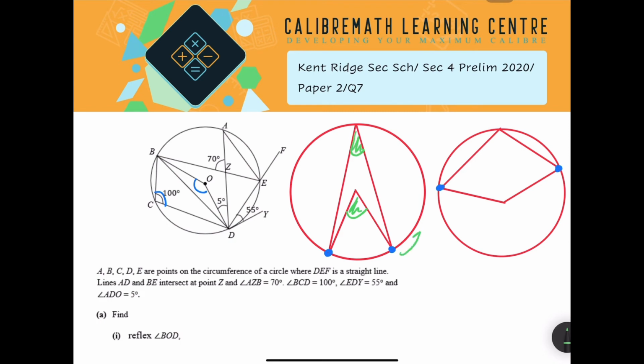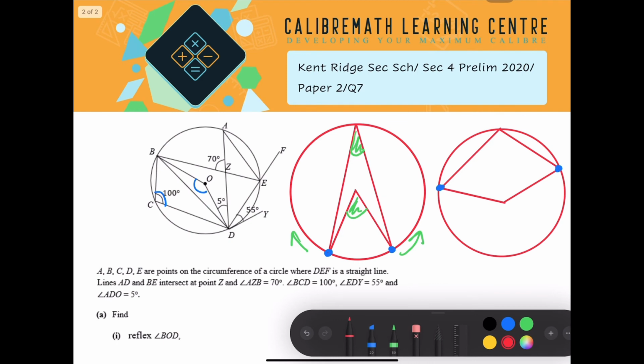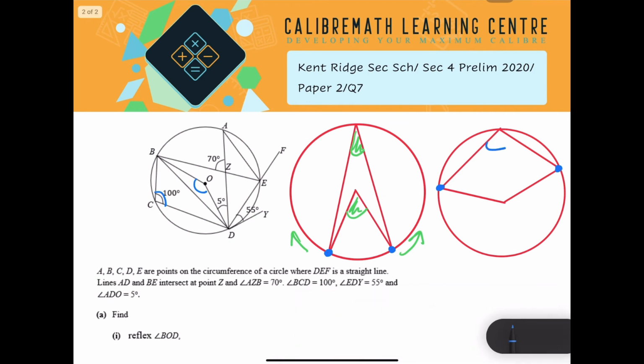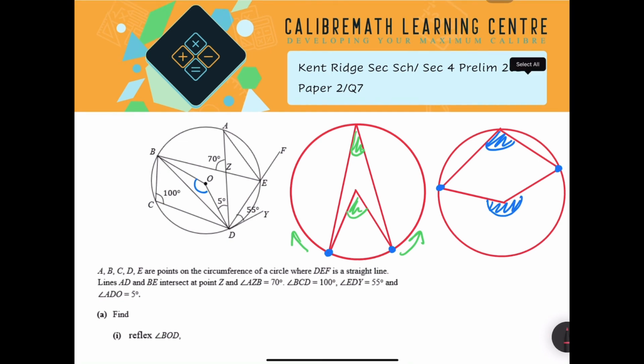Now, if we are to shift the 2 blue colored dots up to the circle, we will be getting a quadrilateral. And with your visualization, you should be able to tell that the 2 angles that are related are the ones highlighted in blue. Now we know that the angle that's actually 2 times of angle BCD is actually reflex angle BOD. So the answer for this question will simply be 100 degrees multiplied by 2.